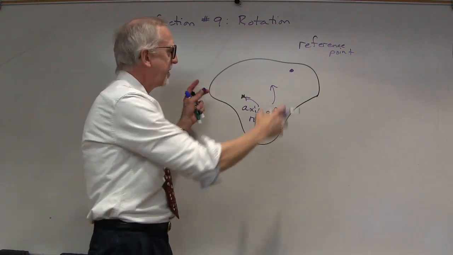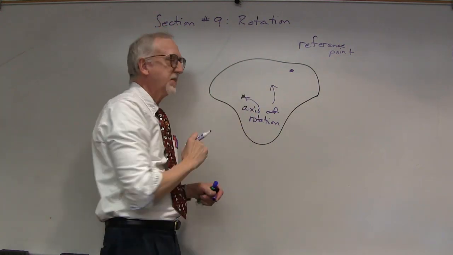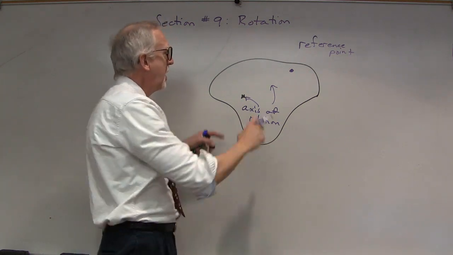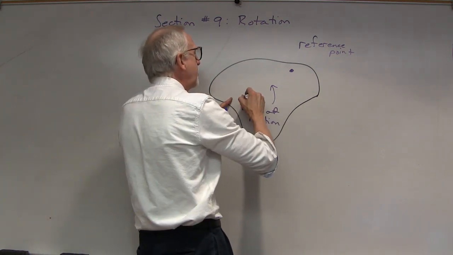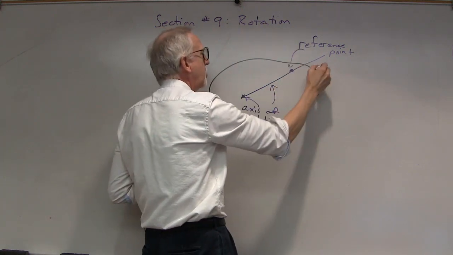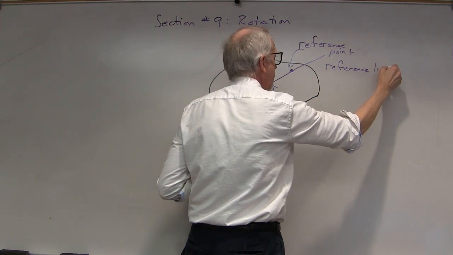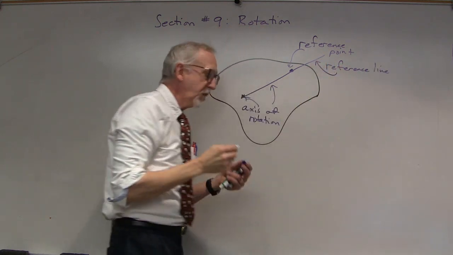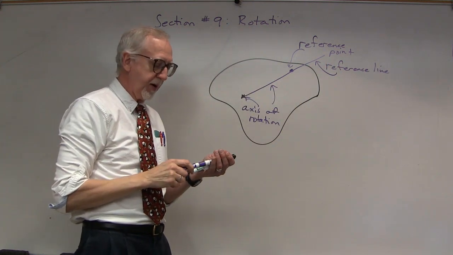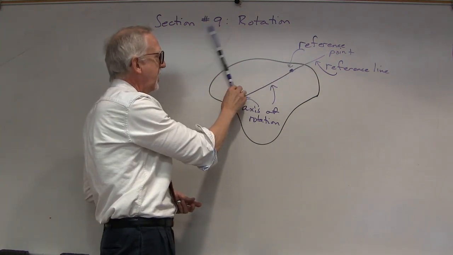Okay? So, as our object moves, the reference point rotates around. But we're assuming the axis of rotation stays fixed. From the axis, through the reference point, let's draw a line. We'll call this our reference line.